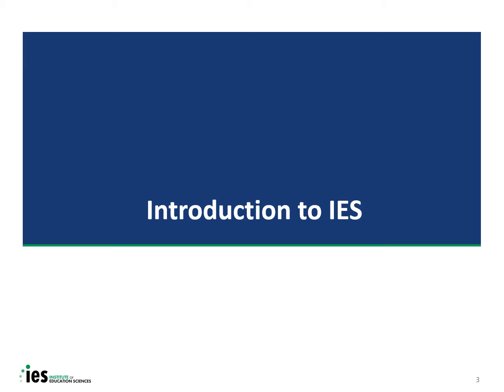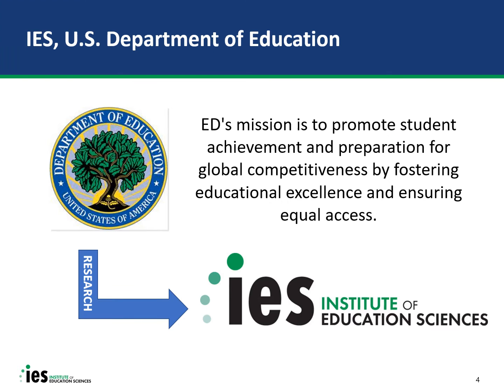I'll start by providing a bit of background on IES. IES is the independent research arm of the U.S. Department of Education, authorized by the Education Sciences Reform Act in 2002. We are nonpartisan and are charged with providing rigorous evidence to inform education practice and policy, and sharing this information with educators, parents, policymakers, researchers, and the public. The overall mission of IES is to describe the condition and progress of education in the United States, identify education practices that improve academic achievement and access to education opportunities, and evaluate the effectiveness of federal and other education programs.